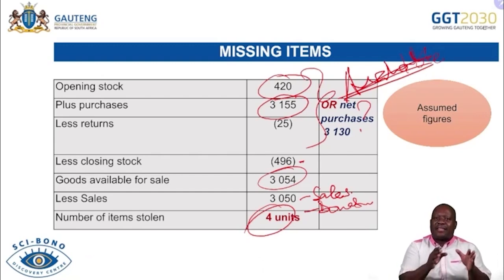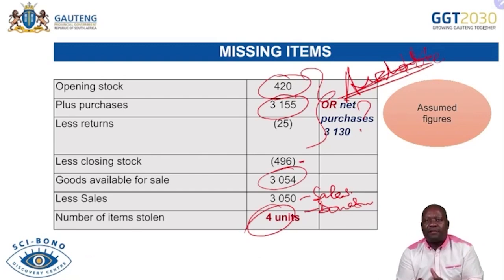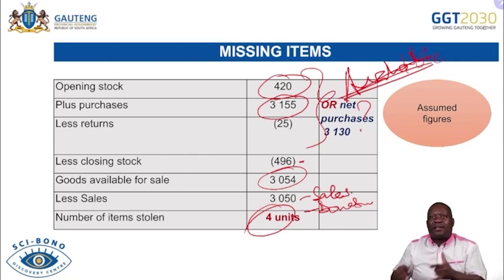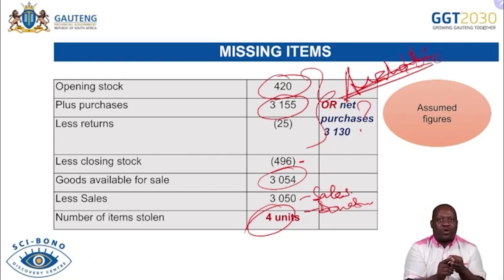Identify and ascertain how much was available for sale. And then tell us where those units are. Some have been donated, some have been returned, some are still there in the warehouse as closing stock. So if there is anything that we cannot account for, it has been stolen.